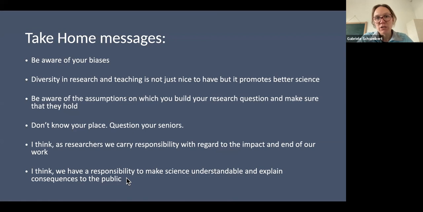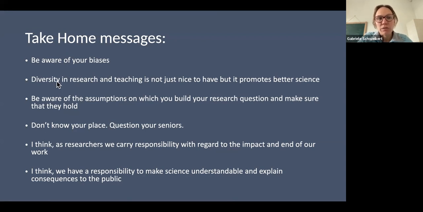The take-home messages, which I cannot stress strong enough, is that we have to be really aware of our biases. We have to understand where we are coming from, and we have to try to understand what are value judgments and what are really facts.